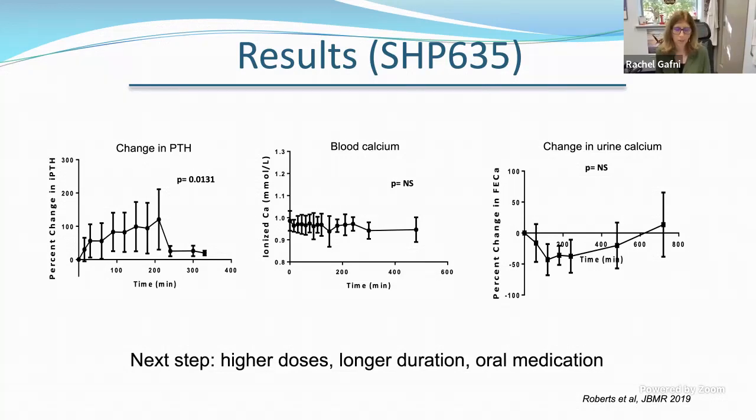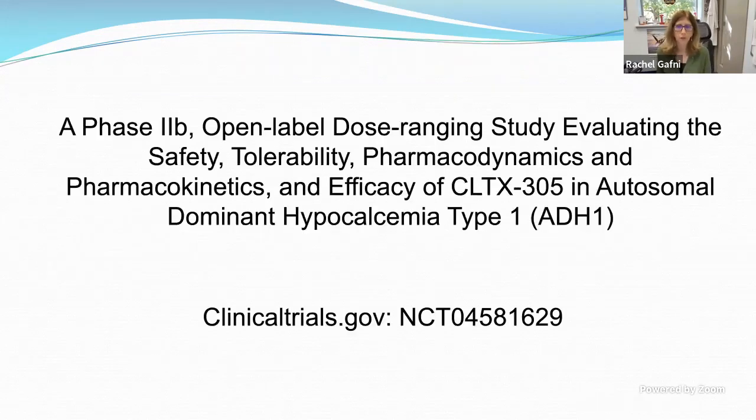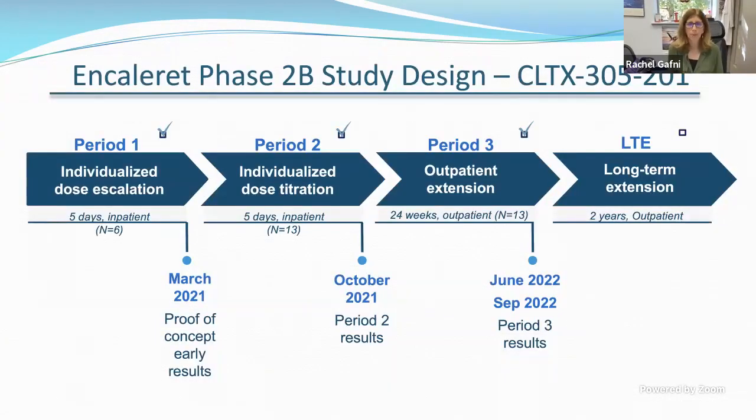So the next step was to treat patients with higher doses for a longer duration and ideally with an oral medication. So that brings us to the study that we are working on right now, and this is a phase 2b study looking specifically at Encalaret, which is an oral investigational calcilytic. And I presented some of the early results a year ago, but we have a lot more results to share with you now. This was a phase 2b study design divided into 4 parts.